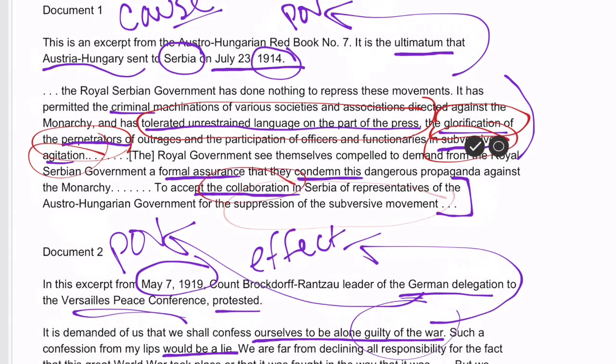Then you'd be rewording these 2 things, okay? So you're never, ever going to quote these. You're going to reword it. Then you're going to go into your point of view, and you're going to talk about what we said about point of view, how this is coming from Austria-Hungary, what they believe and why they believe it.